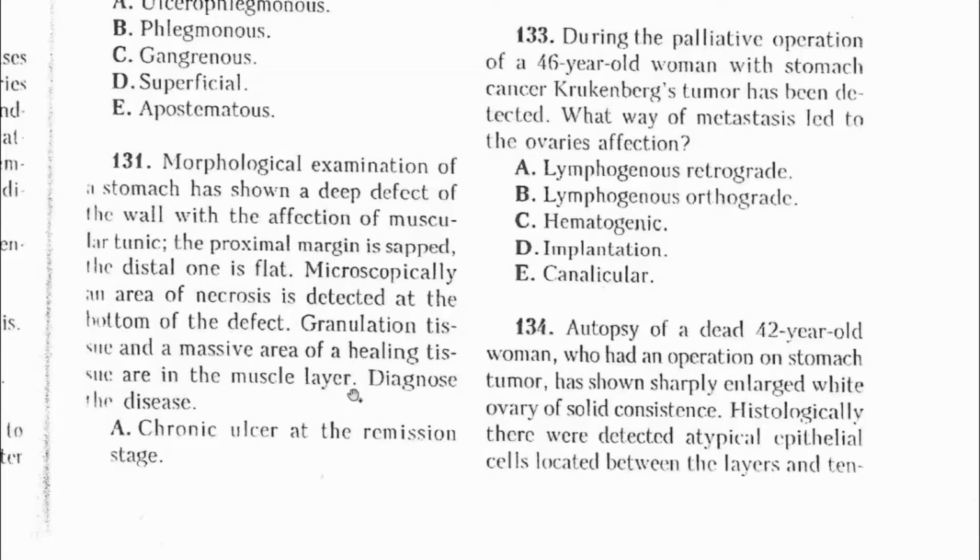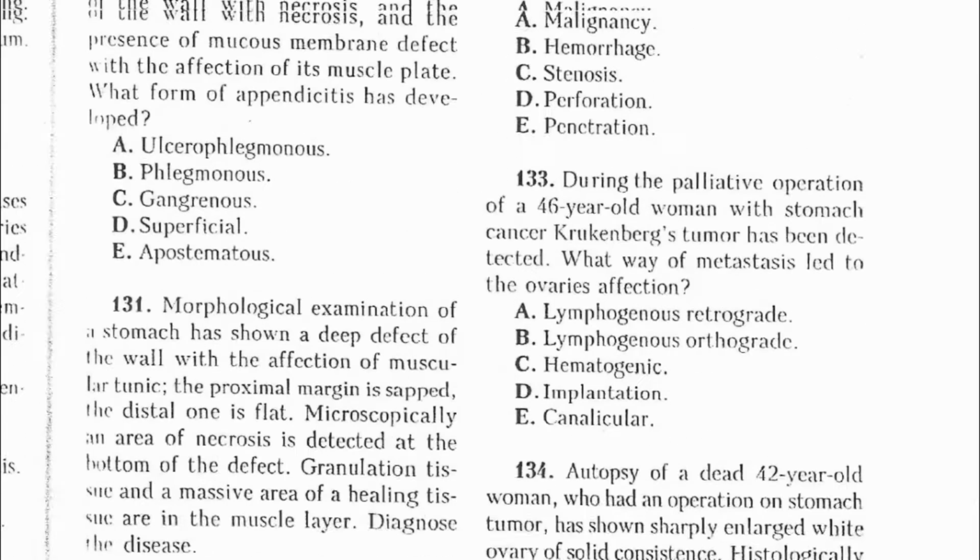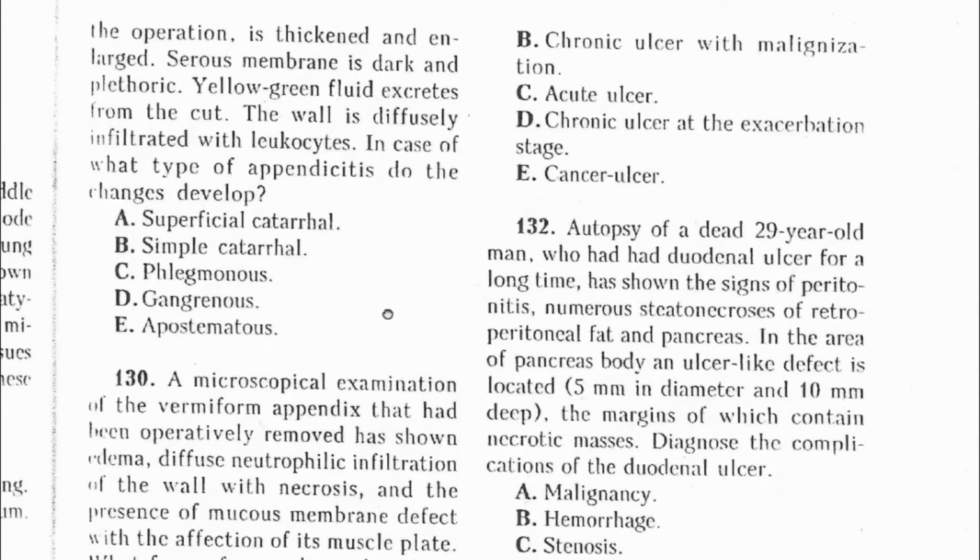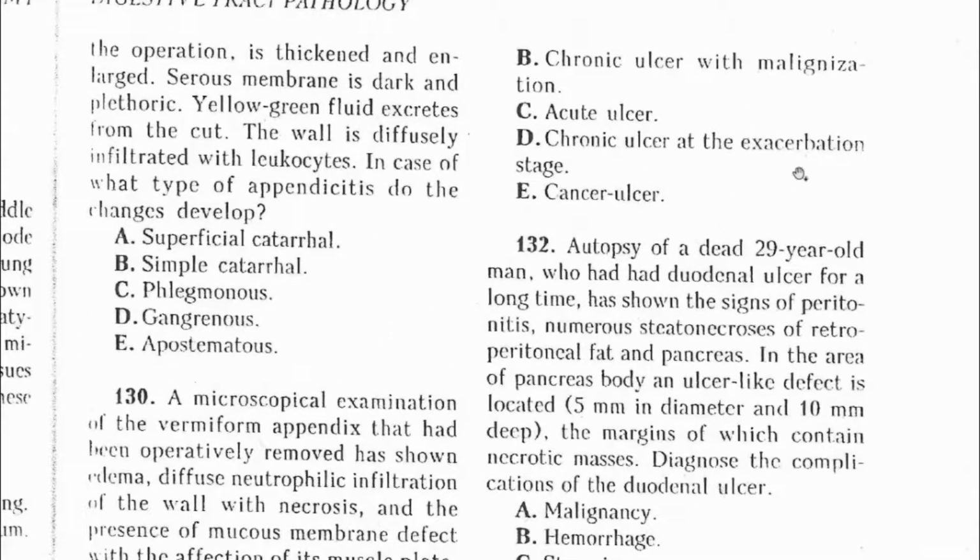Chronic ulcer. And with its granulation, it means this is becoming what? Worse. It's becoming worse. So, our best answer is what? Chronic ulcer at the exacerbation stage. Exacerbation stage.